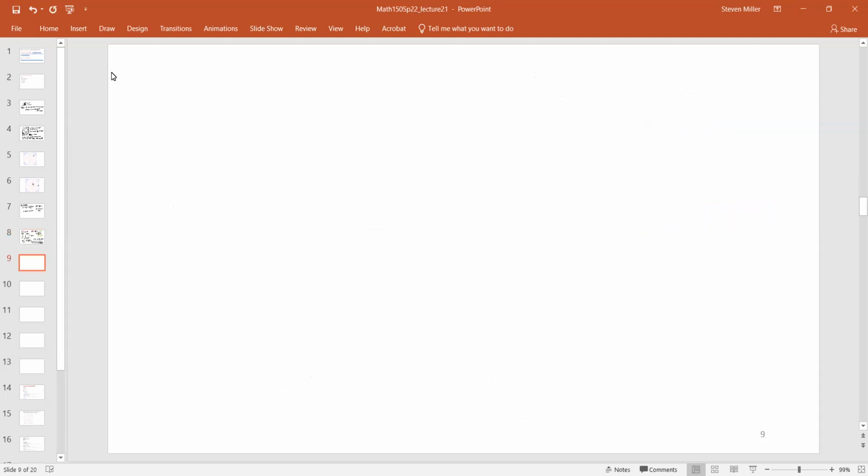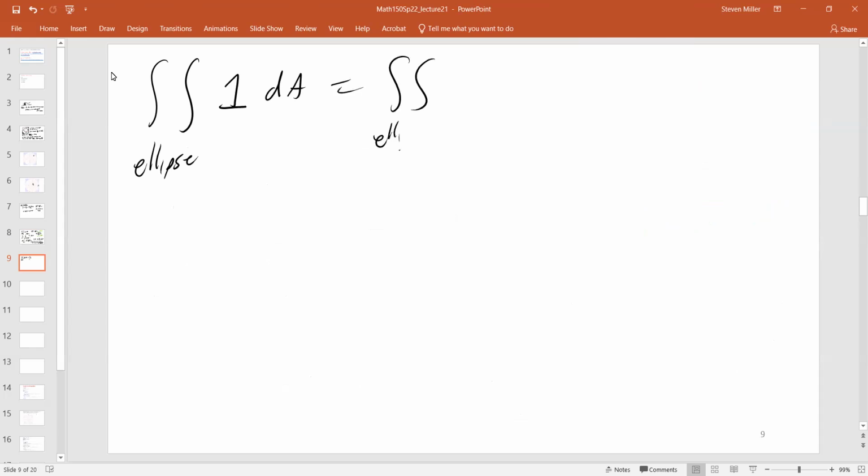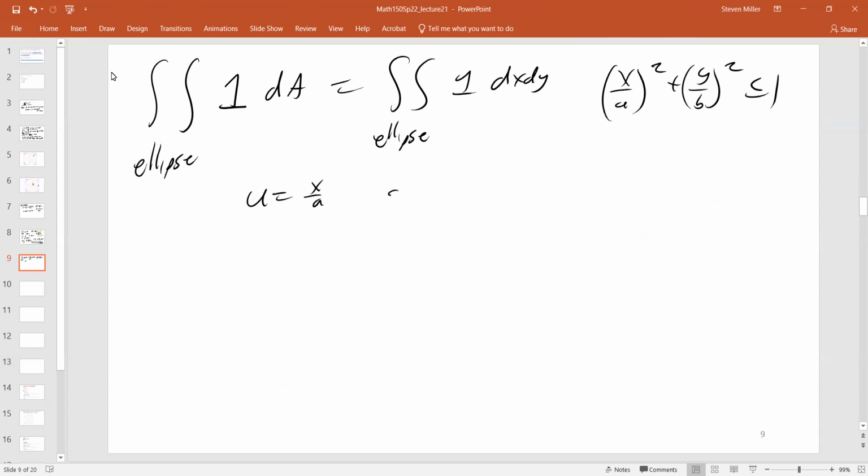So the other way of doing this is if we want to integrate over the ellipse of 1 dA, or integrate over the ellipse of 1 dx dy, I have (x over A) squared plus (y over B) squared less than or equal to 1. That's going to give me my filled in ellipse. I could let u be x over A and v be y over B. So now I get u squared plus v squared is less than or equal to 1. What kind of shape is u squared plus v squared less than or equal to 1?